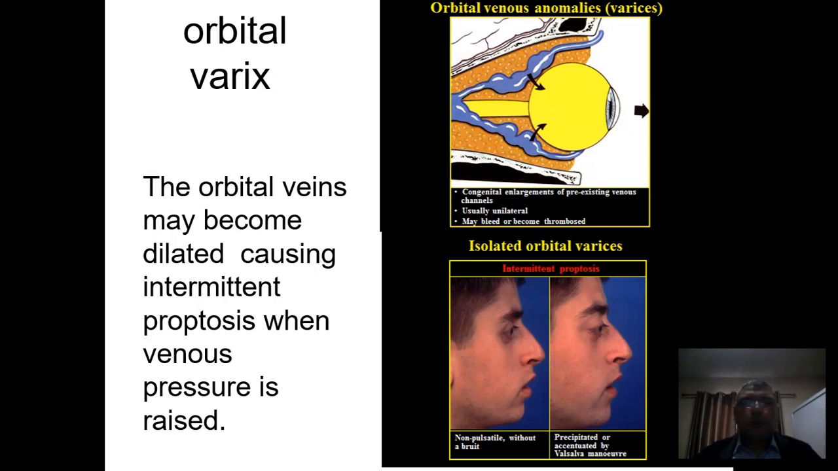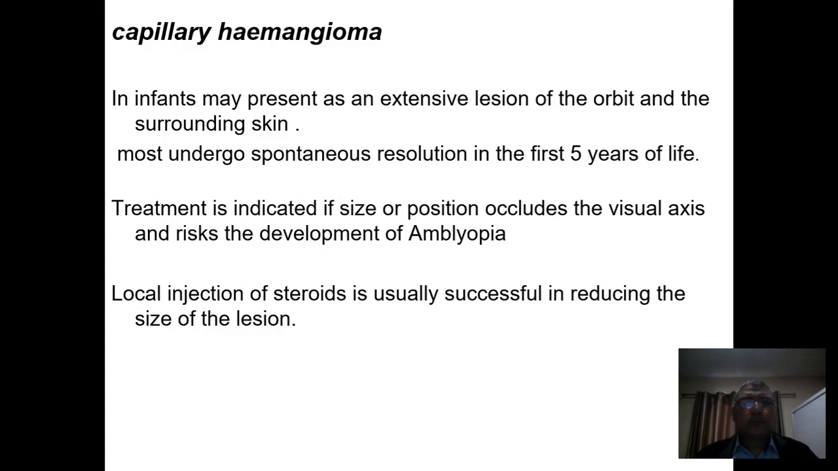The last vascular problem that we may see in orbital diseases is orbital varix, and we said it is proptosis that occurs on Valsalva maneuver due to congestion and engorgement of an orbital varix. And this is when intermittent proptosis occurs when the venous pressure rises in this orbital varix.